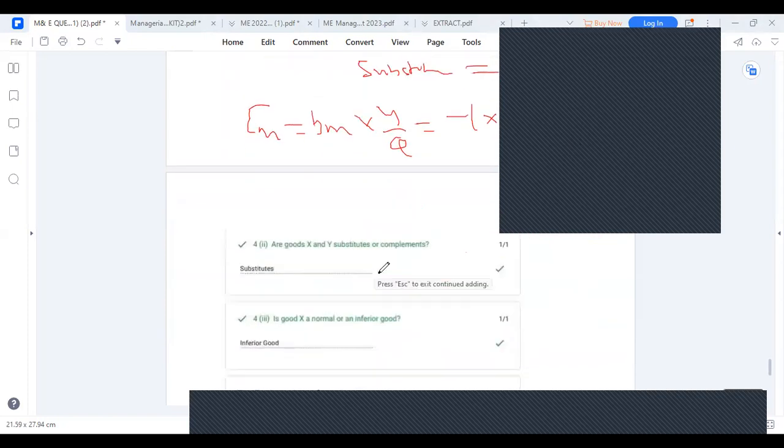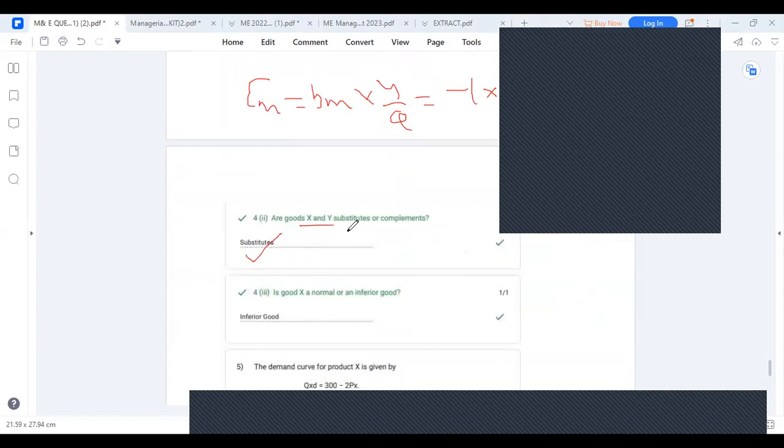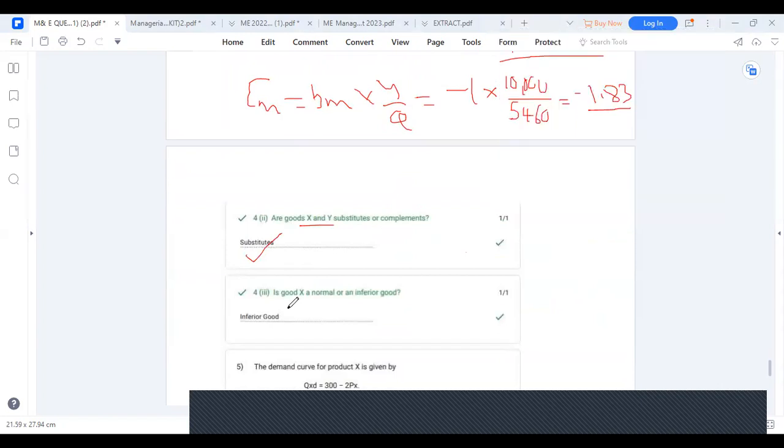So let's go. Are the goods X and Y substitutes or complements? They're substitutes, because we get positive cross elasticity. Is good X a normal good or inferior good? It's an inferior good because we get negative there. All right. Are we together? Yes.